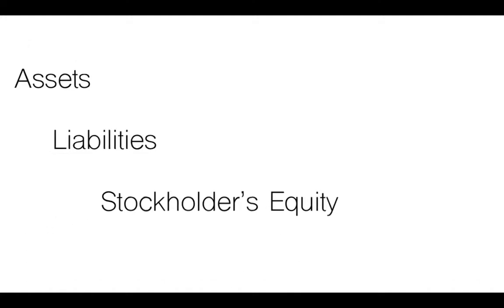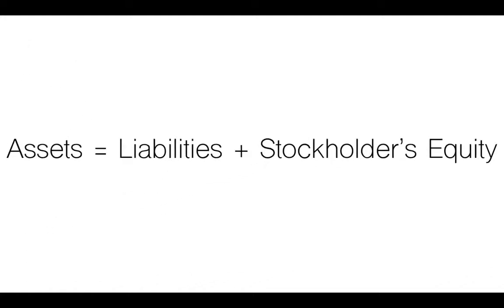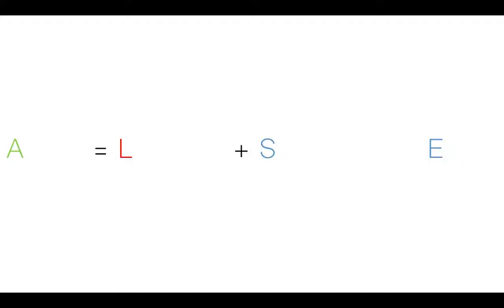Now going back to the basic format, remember, assets equals liabilities plus stockholders' equity. You can also shorten the equation by simply saying A equals L plus SE. Now in accounting, we use something called a T account. A T account is a graphic representation of an account balance.